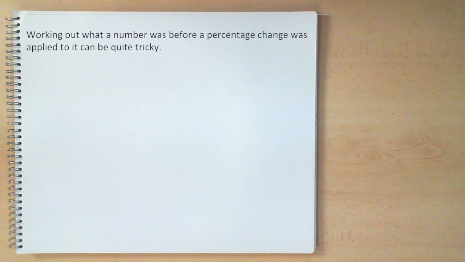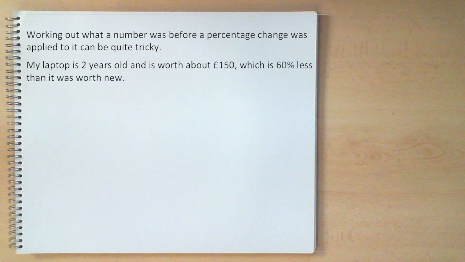We're going to look in more detail now how we can work out what numbers were before percentage increases or decreases were applied to them. This can be quite tricky, not because working out the maths of percentages is difficult, but just because you've got to remember which number came first and then try and make an equation from that. Let's look at an example.